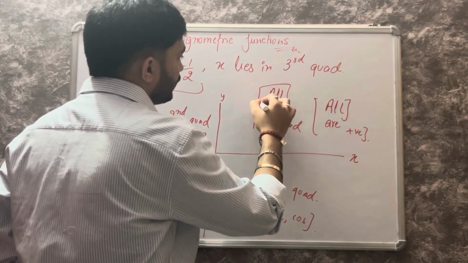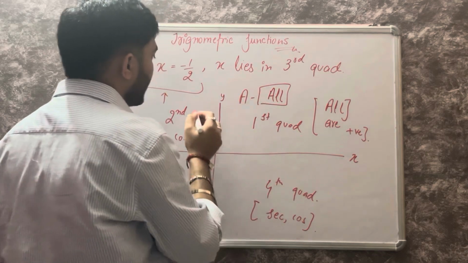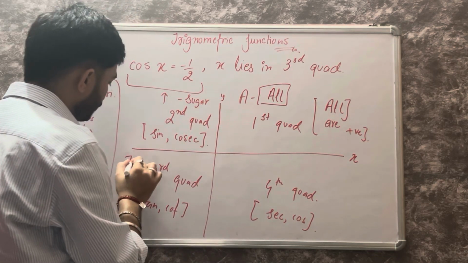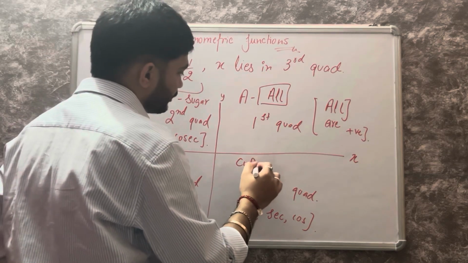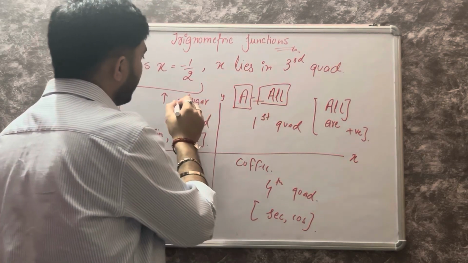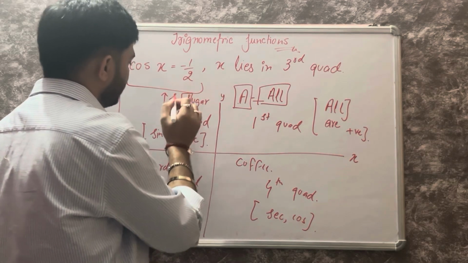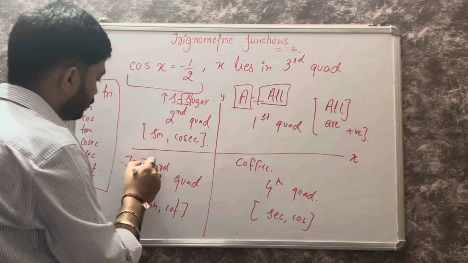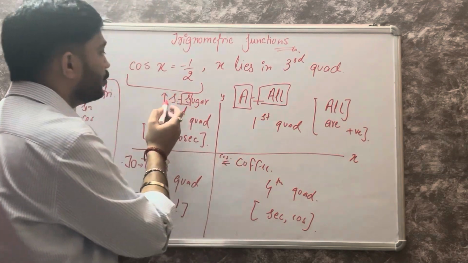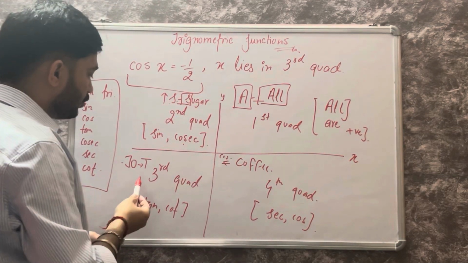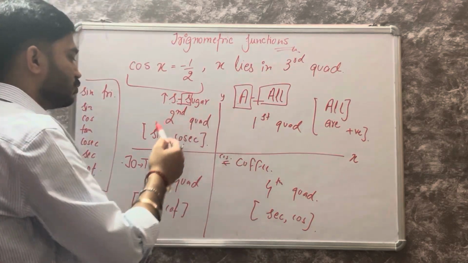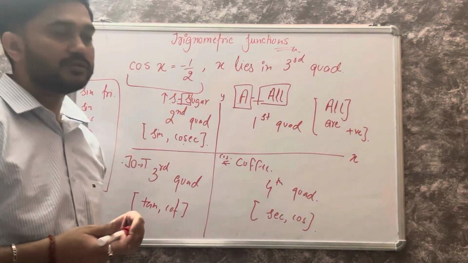A, add sugar to coffee. A means all, S for sine, T for tan, and C for cos. Opposite of sine is cosec, opposite of tan is cot, opposite of cos is sec. Add sugar to coffee. Any doubts?